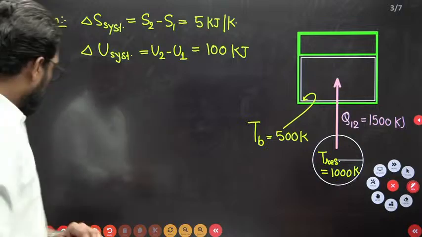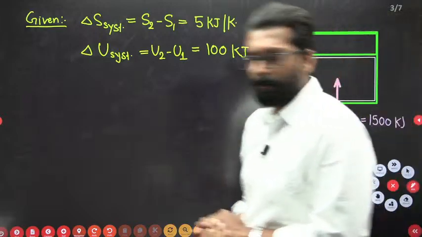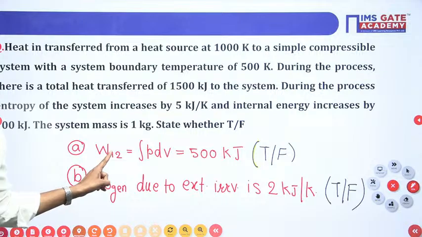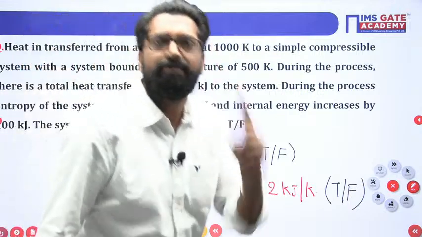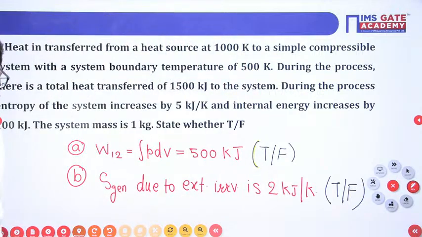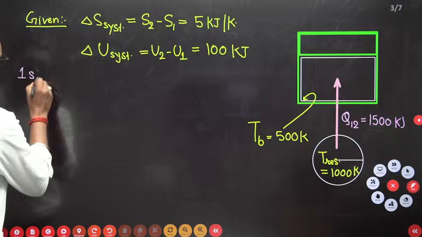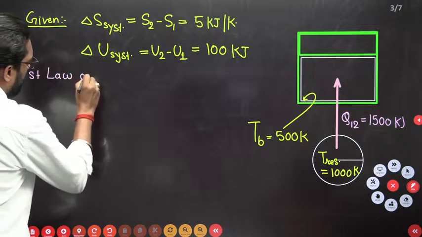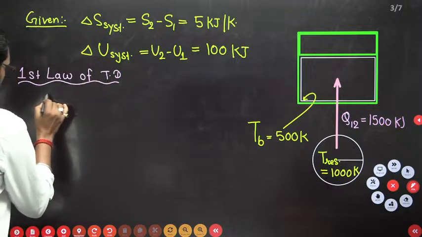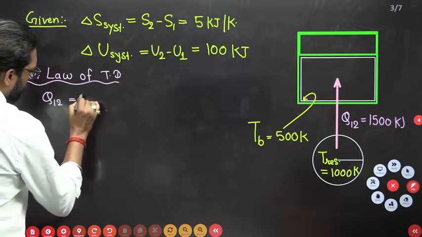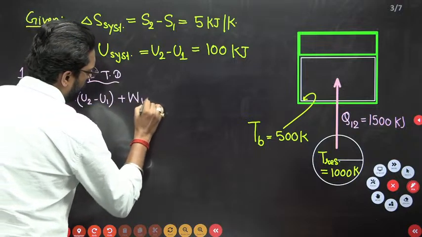Now, my dear, they are asking, so forget about all the other things. First, find the work transfer. Why? Because the first statement is about work transfer. So we'll check the work transfer. How to find the work transfer? To find the work transfer, we have to apply the first law of thermodynamics. First law of TD: for process 1 to 2, Q1-2 equals U2 minus U1 plus W1-2.